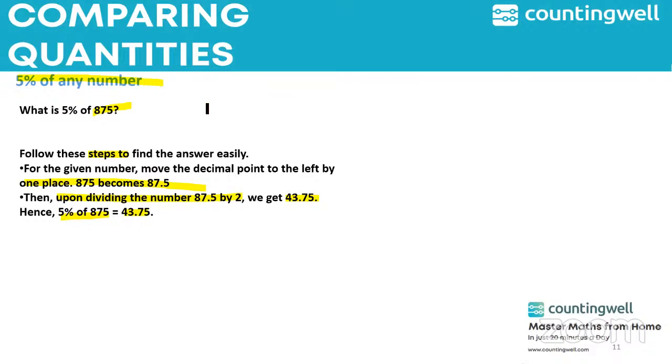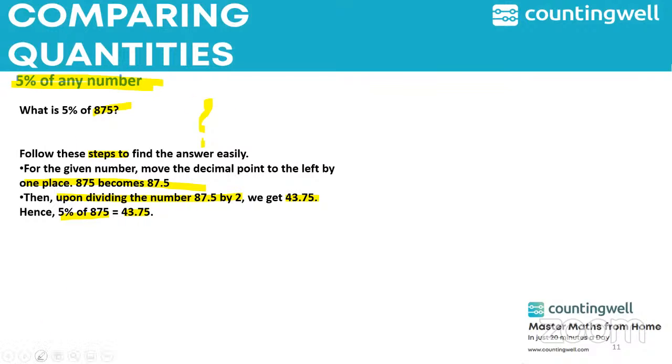So what do you feel? Is this trick simpler to use? Yes. Because otherwise what we would have done is 5 upon 100 into 875 and then some calculations. So instead of that, if you want to find 5% of any number, just move the decimal point to the left by one place.